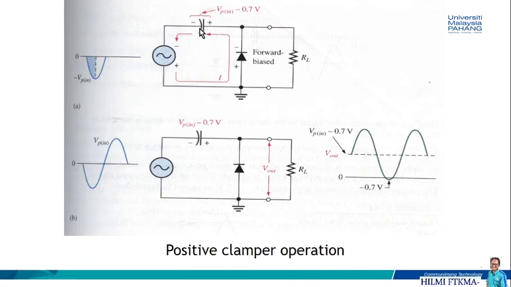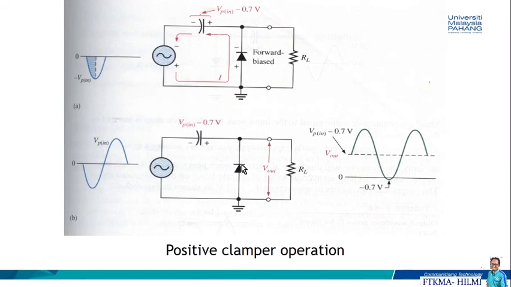Just after the negative peak, the diode is going to be reverse biased. During this time, the capacitor will not charge any more electrons, but it is going to discharge. This capacitor can only discharge through the high resistance of RL during this part. The current cannot flow in the reverse biased diode.